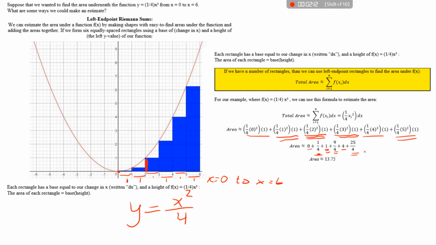Okay, once you've got all of your areas of each rectangle, then you add the areas together. So this was no area, 1/4, 1, 9/4, 4, and 25/4. You add them all together and I get 13 3/4, or 13.75. Any questions on what we did?